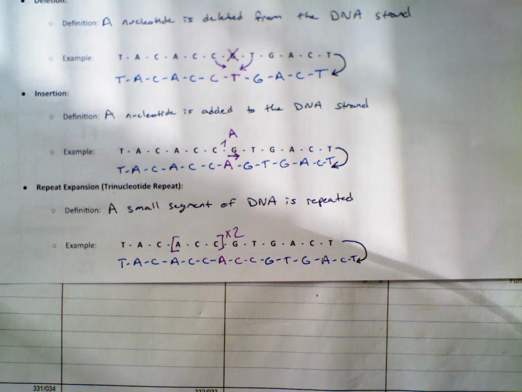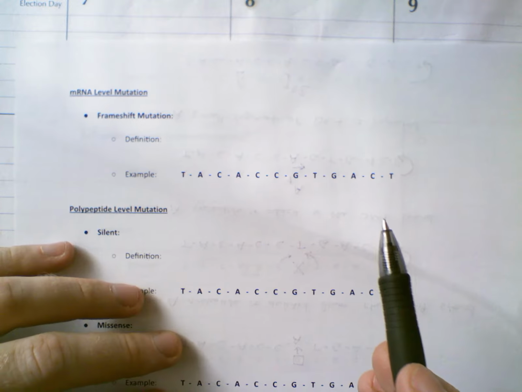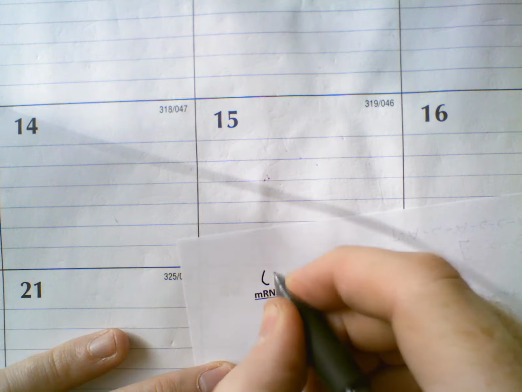Okay. So any questions on the DNA level mutations? Again, these are all mutations that occur specifically to the DNA. So go ahead and flip. Next up, we'll look at an RNA level mutation. So this is a mutation that is going to be impacting the central dogma at the site of transcription. So I'm going to put in parentheses here, transcription.